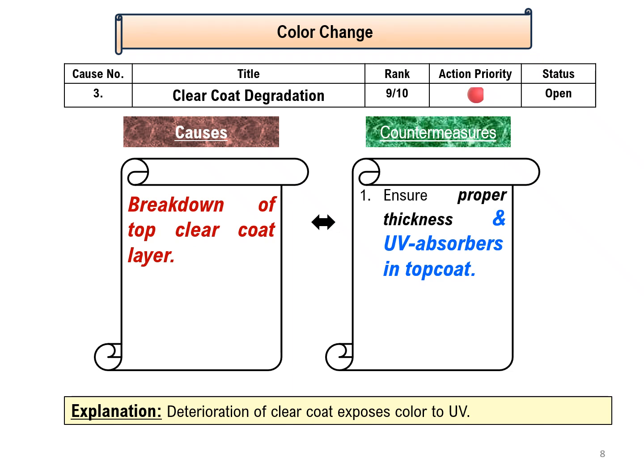The third important cause of color change is clear coat degradation. Deterioration of the clear coat exposes color to UV rays. This is a breakdown of the top coat, the clear coat layer, and the recommended countermeasure for it is to ensure proper thickness and UV absorbers in the top coat.